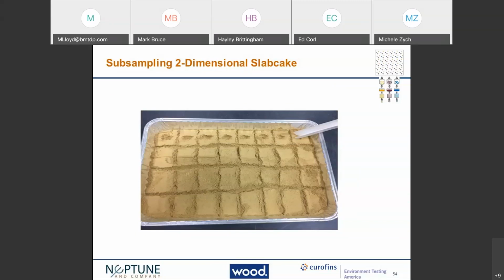We spread the sample out in a pan, divide it up into a grid network, and then using a scoop that's blunt end and has sides so that we can more or less equally represent the top, the middle, and the bottom of the slab cake, we collect increments from each of the different grid cells, combine those to produce one analytical subsample. And then if we need to do multiple subsamples for the same field sample, we basically smooth things out and start all over again, and we can produce as many analytical subsamples as are necessary.